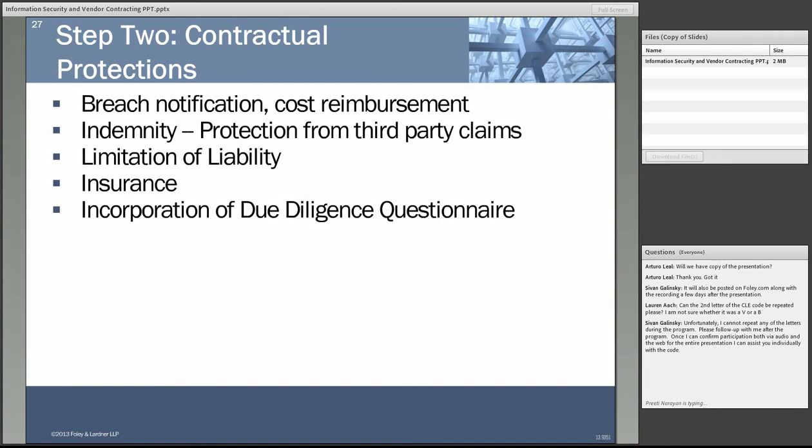So you want to make sure that even when you have a limitation of liability, which sometimes is difficult to cut out of an agreement, these things with regards to breach notification, indemnification from third-party claims, whether we're talking about the warranty, failure to abide by the provisions, or how they're going to secure your information on the questionnaire, that all of those things are carved out of the limitation of liability, so you actually have real protection. And again, their insurance we talked about as well, and again, the incorporation of the questionnaire.